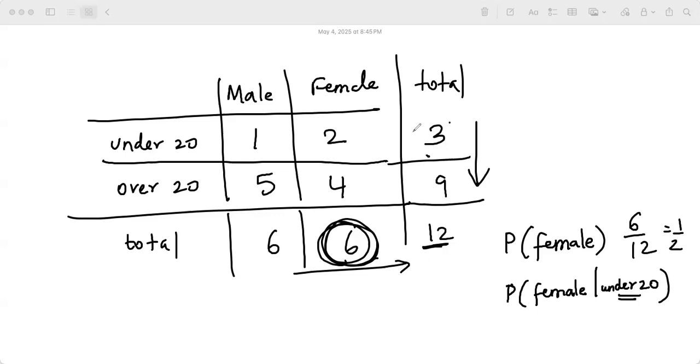Under 20 total is 3. Okay, what is the probability of it being a female? 2/3, right? It's 2/3, right? Oh, female under 20 out of the total. Yeah. See, under 20 is given. That is your denominator.